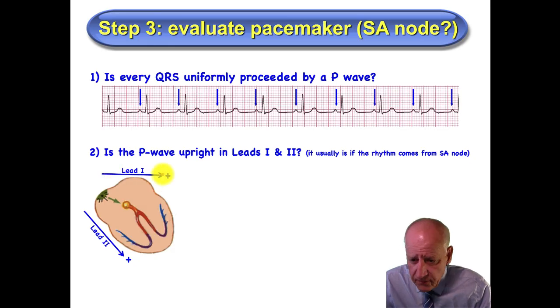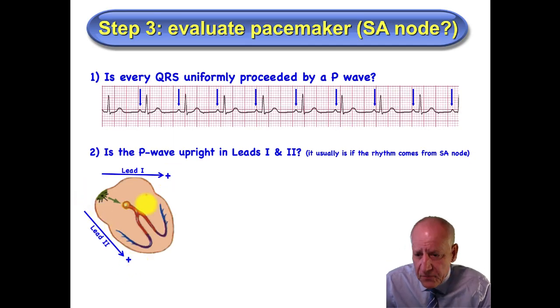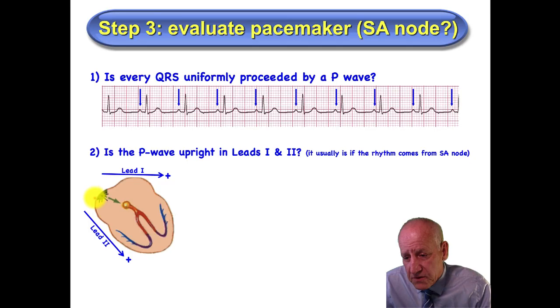Remember that lead 1 has a horizontal axis, with the positive pole pointed to the left shoulder. Lead 2 is pointed down toward the left hip. So if the impulse originates from the SA node and spreads across the atria, the cardiac electrical vector will be pointed toward the left hip, and that will be in line with both lead 1 and lead 2.